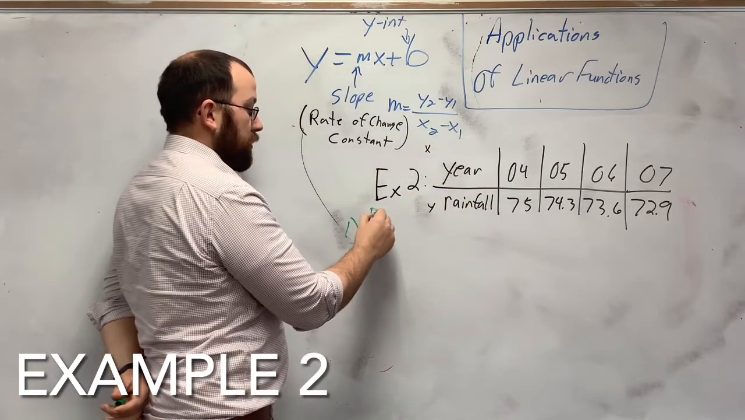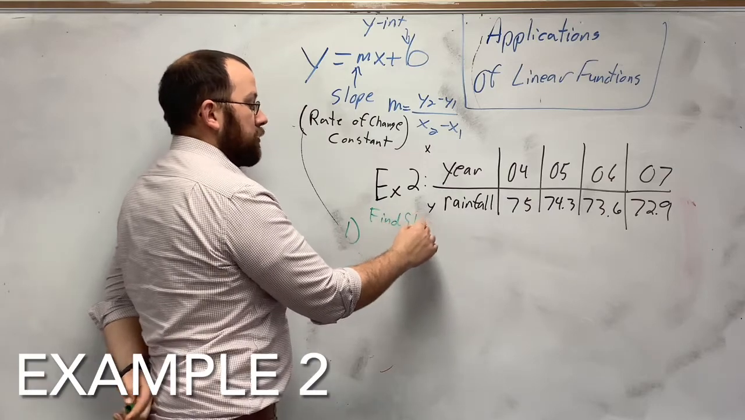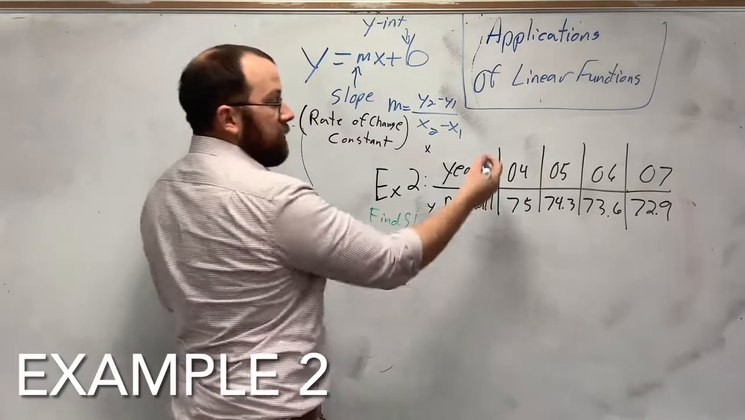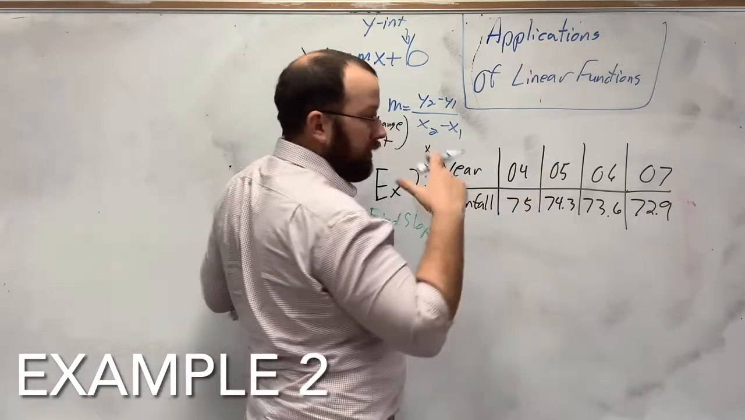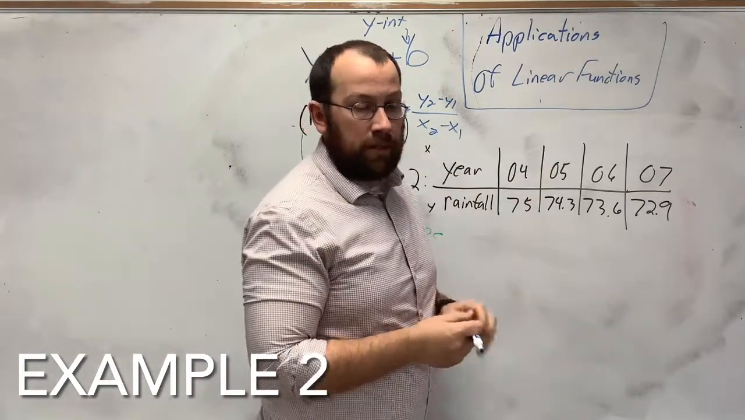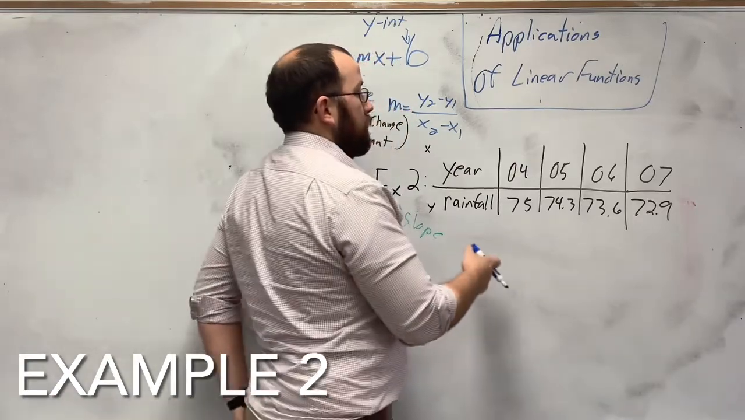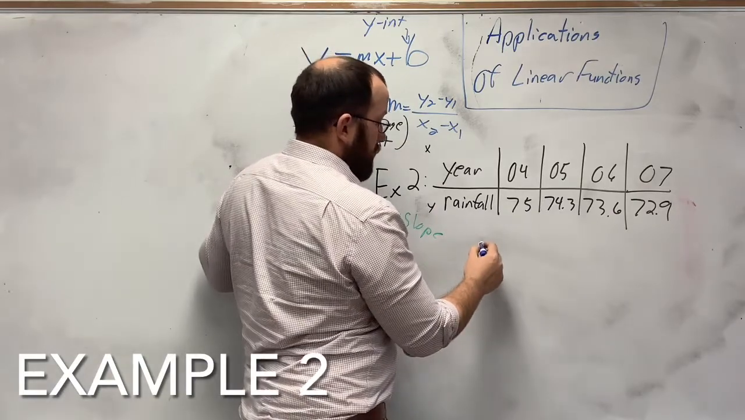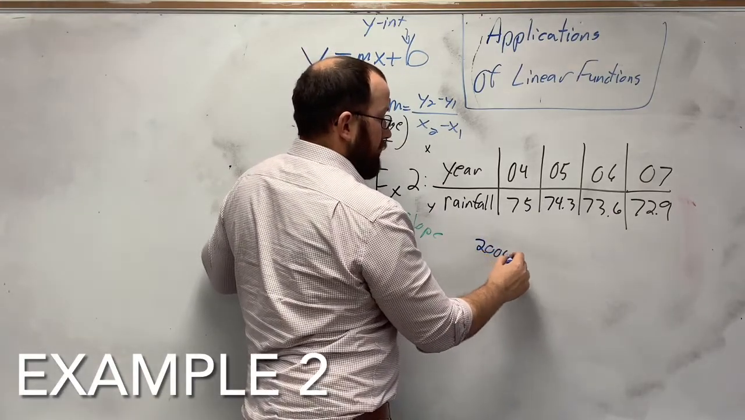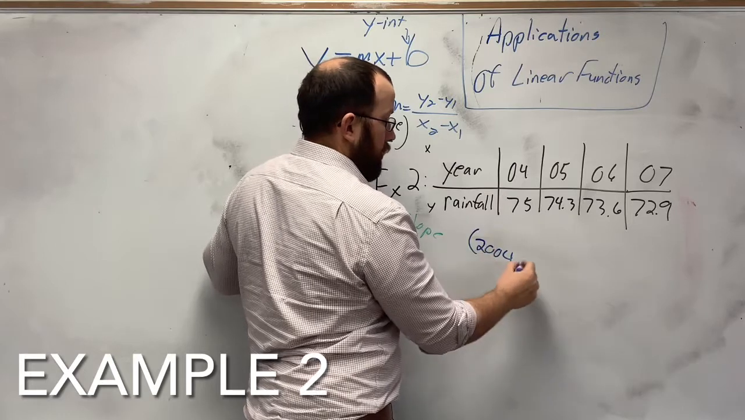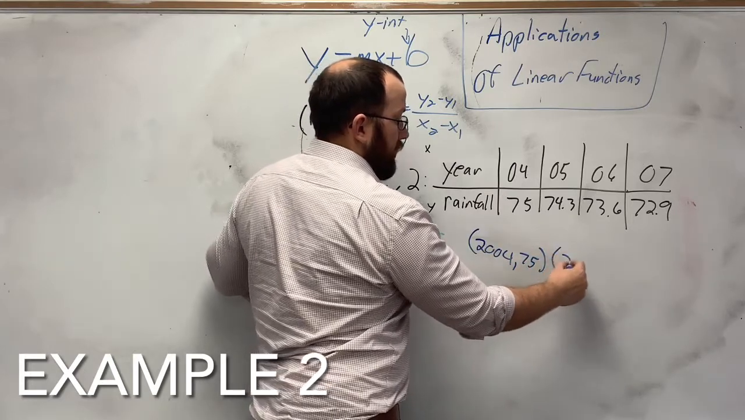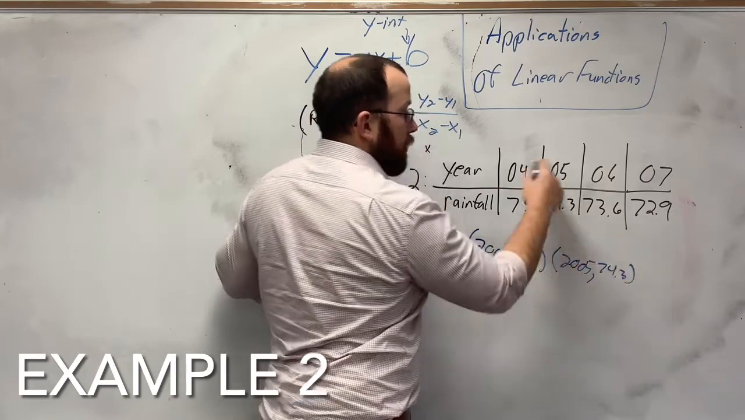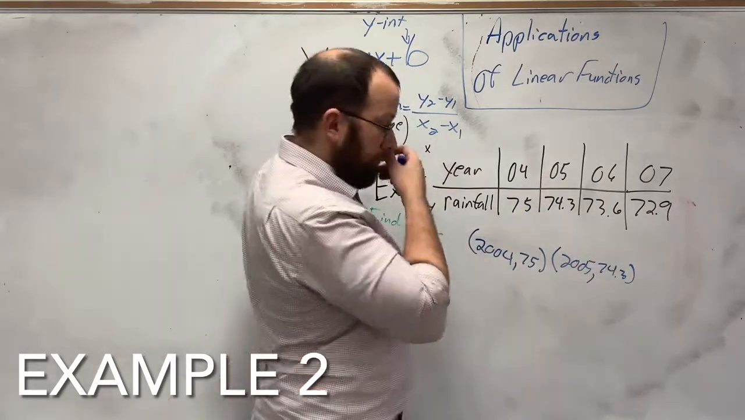Let's find the slope first. As I told you before, I don't like doing it out of the table, so I'm going to make these into points. But when I make this into points, I have to do this a special way. I'll use it like this, that'll be fine. I'm going to write the whole thing now, because these are actually years. So 2004 and 75, and then 2005 and 74.3. I just wrote 04 and 05 because I didn't have enough distance on the board.